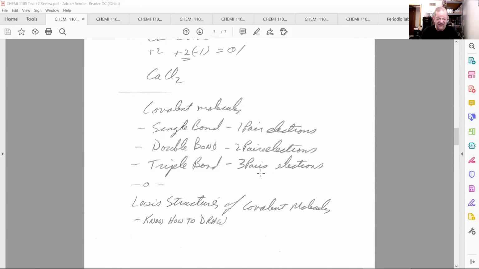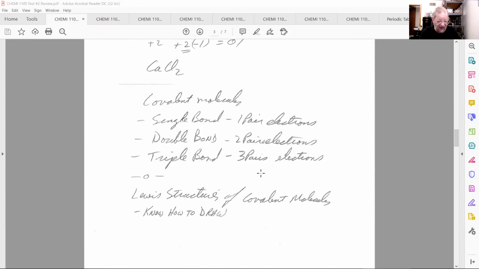And I taught you how to draw the Lewis structure for molecules with covalent bonds. There you want to make sure each element has an octet of its own and shared electrons. The one exception is hydrogen. Hydrogen's octet is 2.